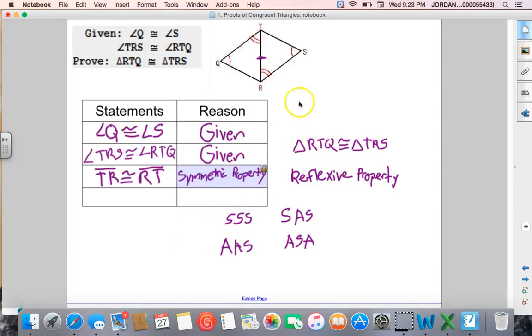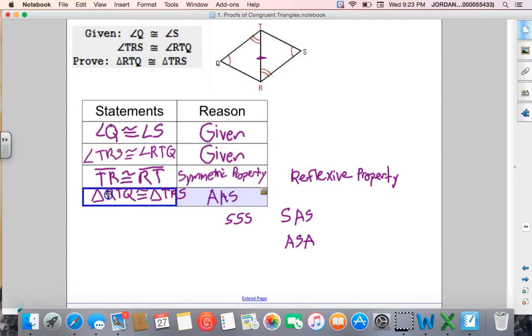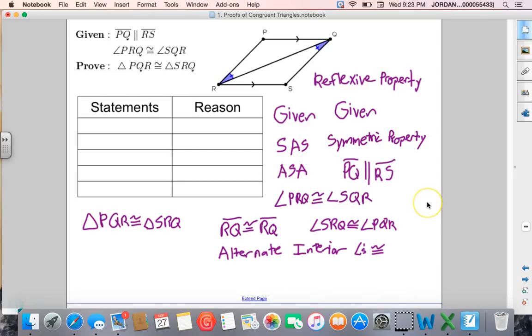Alright, and then the last thing we need, so right here we can see once we make that tick mark, we can see we've got angle, angle, side. Alright, so we would use angle, angle, side for our reason, and of course the left bottom box is always going to be what we're trying to prove. Triangle RTQ is congruent to triangle TRS. And we're done. Alright, so you guys go ahead and try this one. It's a little bit tough. Notice right here, these arrows mean that these two lines are parallel. But I think you guys are smart. Give it a try and I'll go over it.